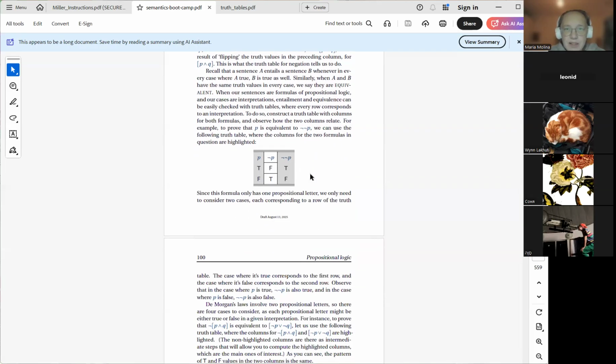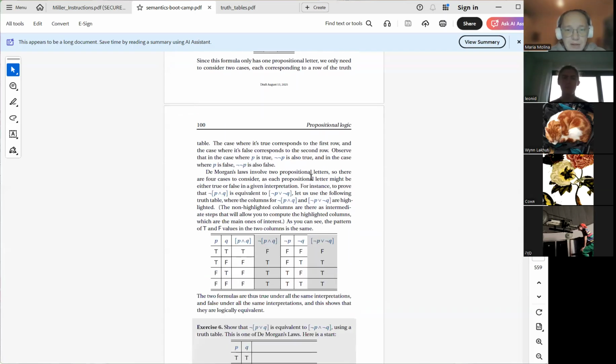And what we didn't discuss, I guess, is double negation. Double negation is very, very simple. It just loops us back to where we were. Double negation of P: if P is true, then double negation of P is also true.